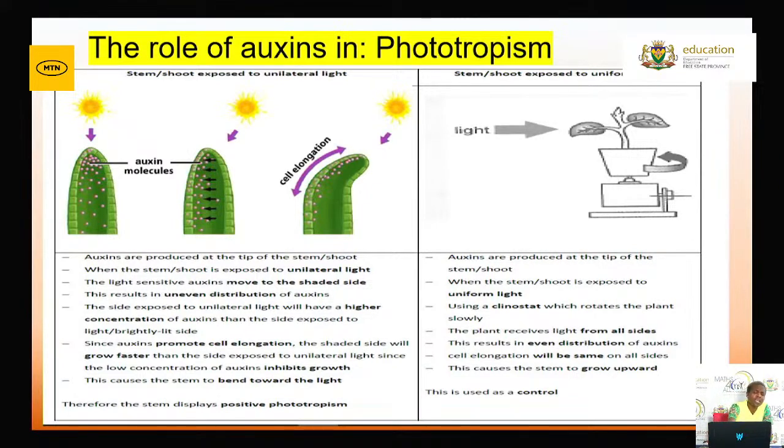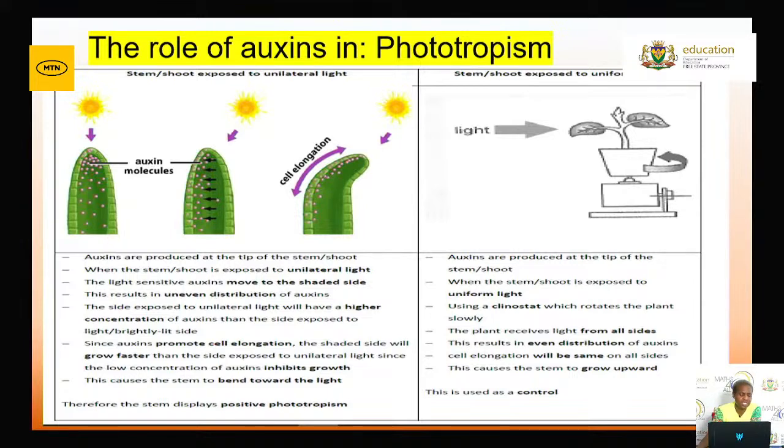And then what will happen? Still on phototropism, now we have this plant or stem, but it has been placed on a rotating clinostat. This simply means that the plant will be exposed to light in all directions, and it won't bend in any direction, but will grow straight upward.